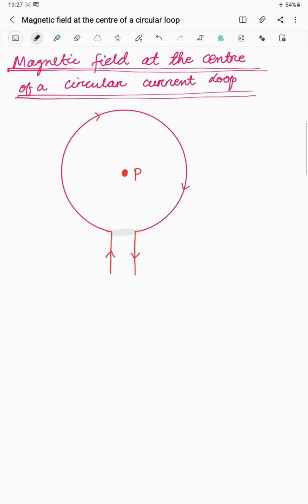Here also we will use Biot-Savart's law in order to explain this. This circular loop has a radius r, so r is the radius of the loop. Now I will consider a very small current element, dl vector, and it should be along the current direction. Now due to this dl element, what is the magnetic field at point P? How can you find it out?